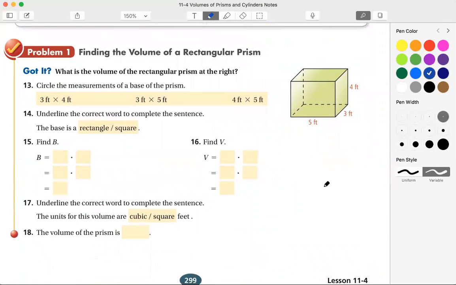Okay, so what is the volume of the rectangular prism at the right? Circle the measurements of the base. The base is going to be a 3 by 5 base. The base would be considered a rectangle. So find the area of the rectangle, which is length times width. So we have 5 times 3, which is 15. The volume is the area of the base times the height of the prism. So we have 15 times 4, and that's how we get 60. The units would be cubic feet. So the volume would be 60 cubic feet.